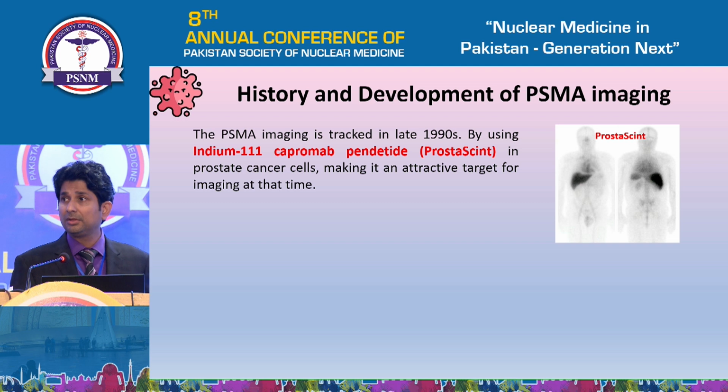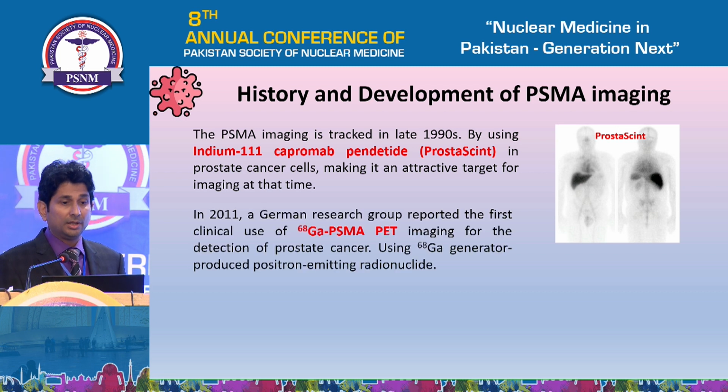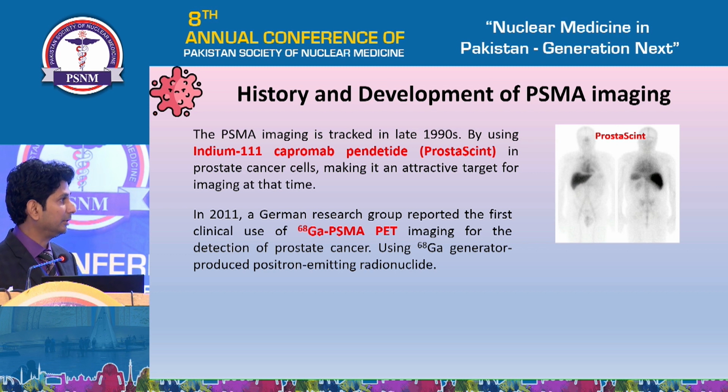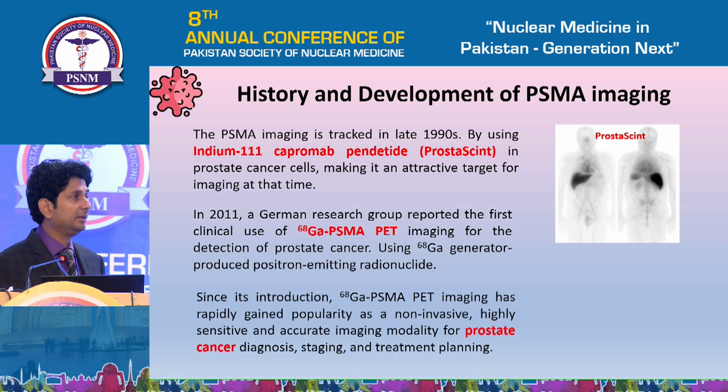The history of PSMA goes back to the 90s. We had an indium-labeled tracer, ProstaScint, which had a lot of background activity. At that time it was of great interest, but because of the limitations of the indium-labeled pharmaceutical, its availability, and a lot of background activity, it was not as popular. Then a breakthrough happened in 2011 by a German group. They made a gallium-68 PSMA molecule, a peptide, using a gallium generator. Since its introduction, it has been used in prostate cancer for staging, restaging, and monitoring therapy.